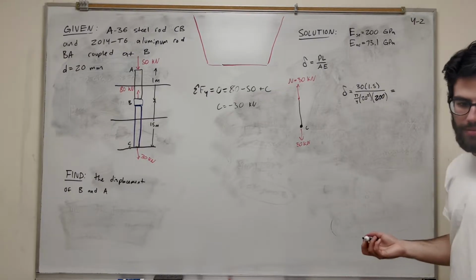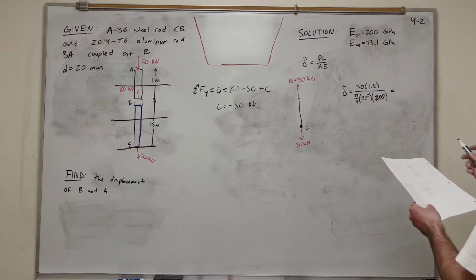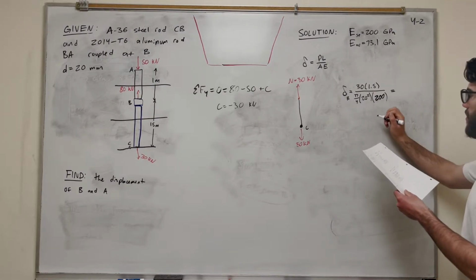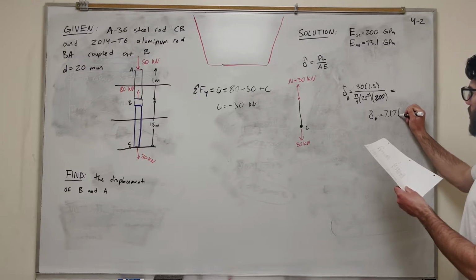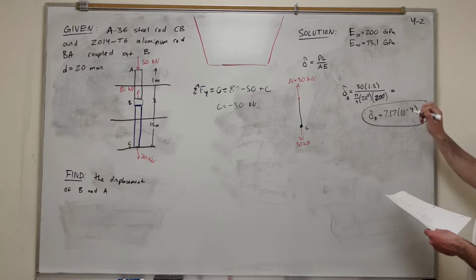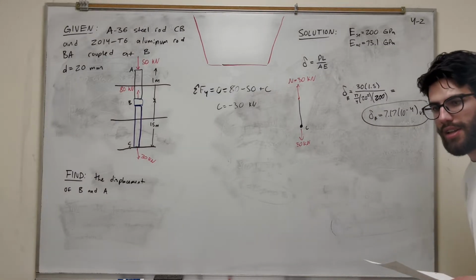Here it is. Okay, so do the math on this. And this is the displacement of just B, right? So we get displacement of B is equal to 7.17 times 10 to the negative 4th meters. All right, so now let's do displacement of A.